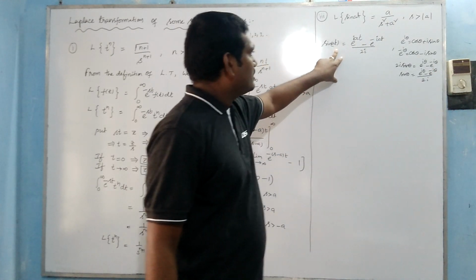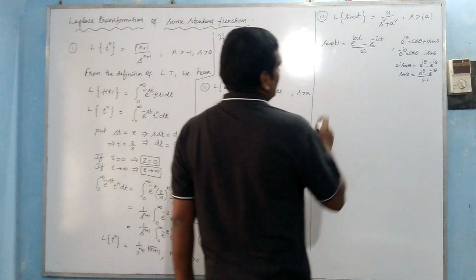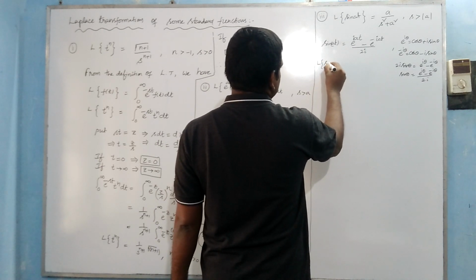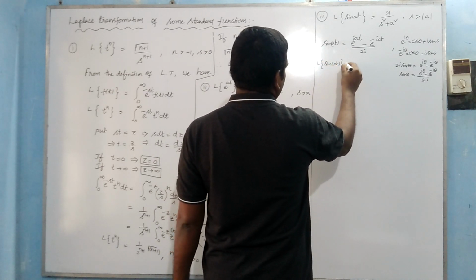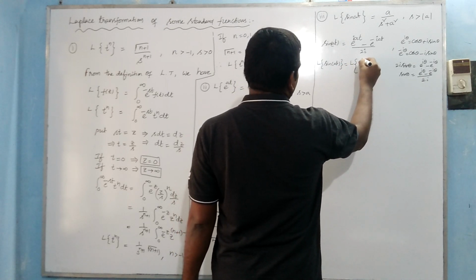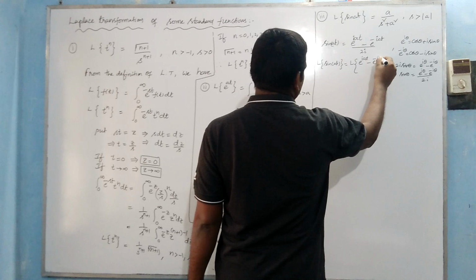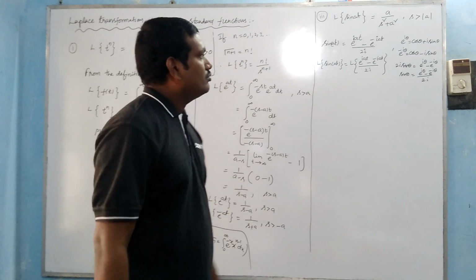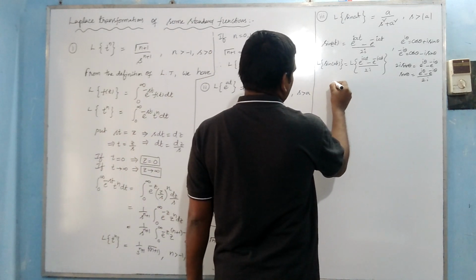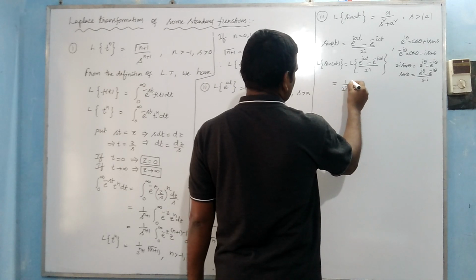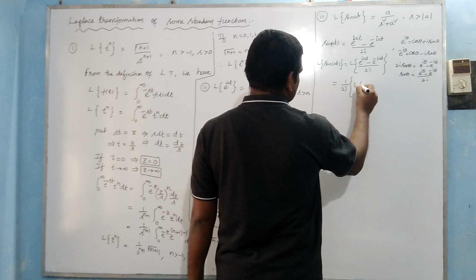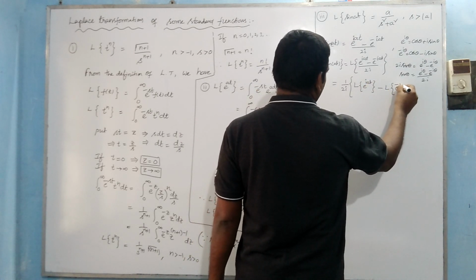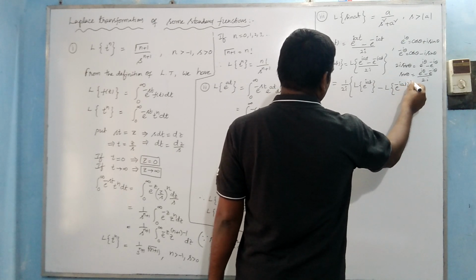So therefore sin theta is equal to e power i theta minus e power minus i theta by 2i. So now replacing theta by at, we get this one. Now applying Laplace transform on both sides. So Laplace of sin at is equal to Laplace of e power iat minus e power minus iat by 2i. Okay. Now again here applying linearity property, 1 by 2i is constant. So Laplace of e power iat minus Laplace of e power minus iat. Clear?